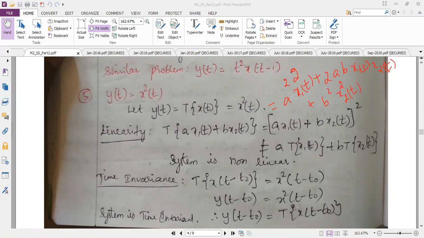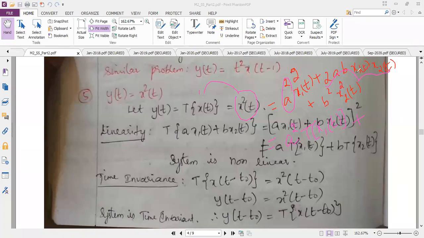So I will just take a different color. When I analyze this a square, I can keep a square, and I can write this x1 square of t as T of x1 of t. Is my writing visible, everyone? Yes, ma'am. Now, plus, can anybody tell me how to write the second term? Is it following the question? The question is, I should have x square, then only I can replace with T.